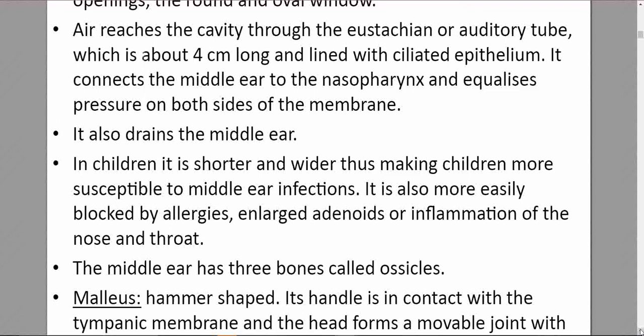In children, it's shorter and wider, thus making children more susceptible to middle ear infection. And it's also more easily blocked by allergies, enlarged adenoids, or inflammation of the nose and throat.